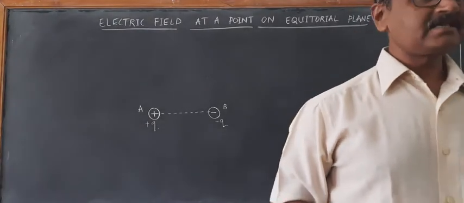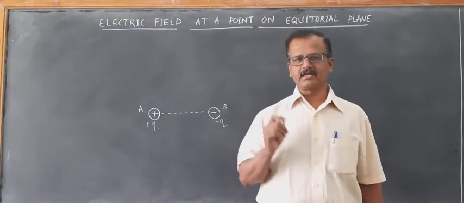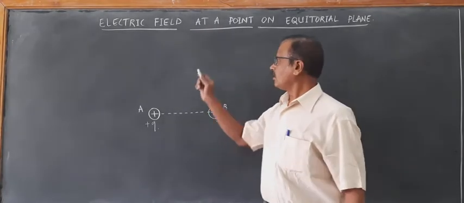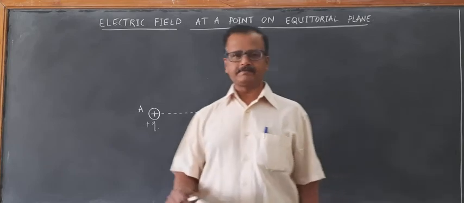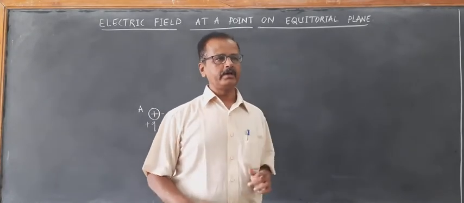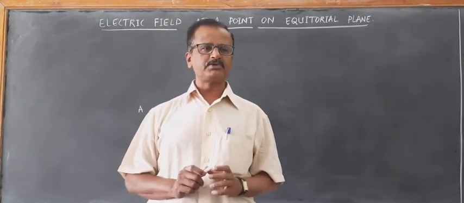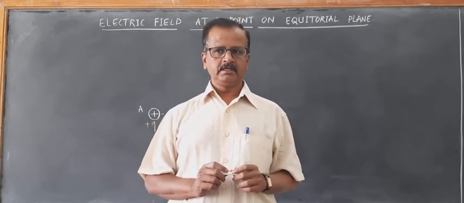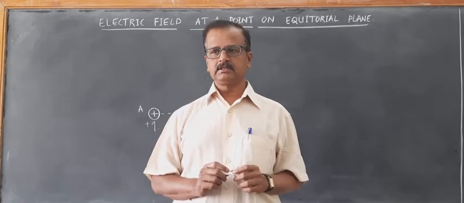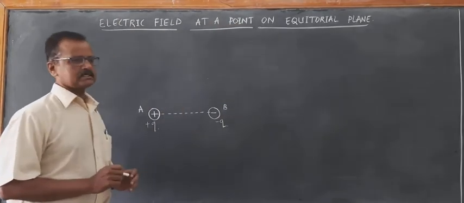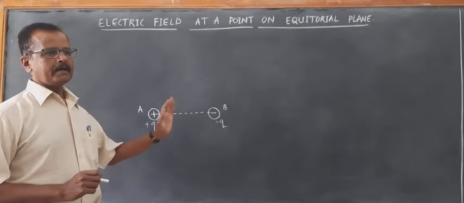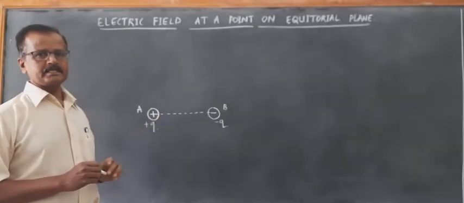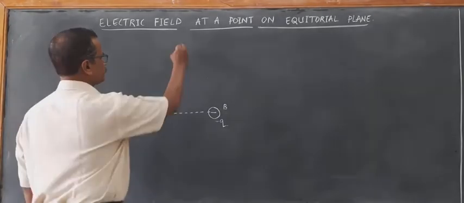Good morning, cadets. Today we shall study the electric field due to a dipole along the equatorial plane, for a point on an equatorial plane. First of all, we should understand the meaning of equatorial plane. An equatorial plane is a plane which bisects the dipole and is perpendicular to the dipole. A perpendicular plane which bisects the dipole is called the equatorial plane.